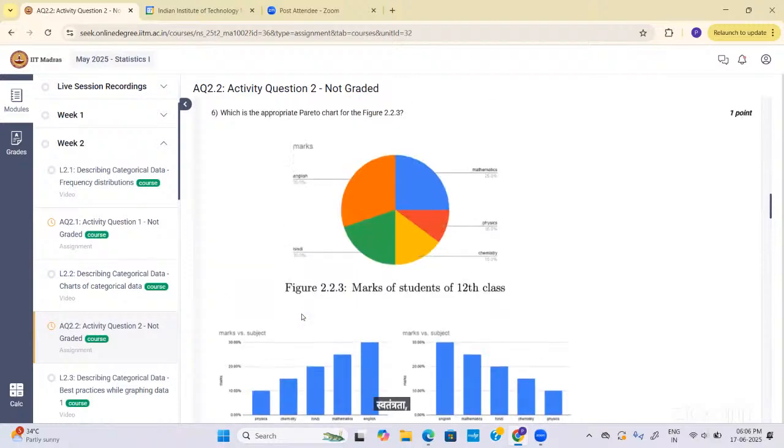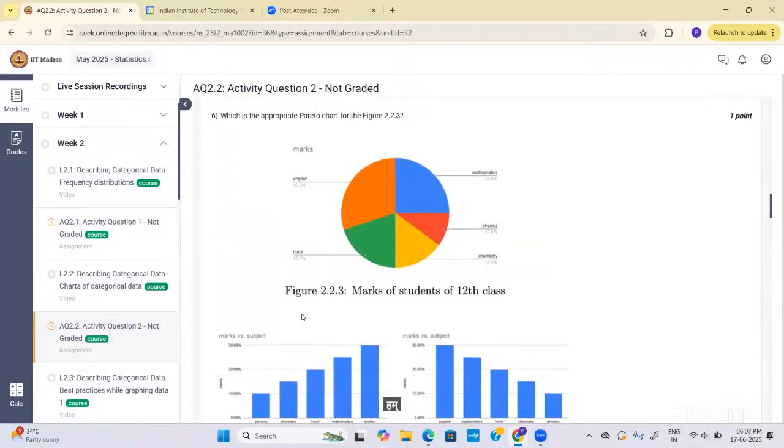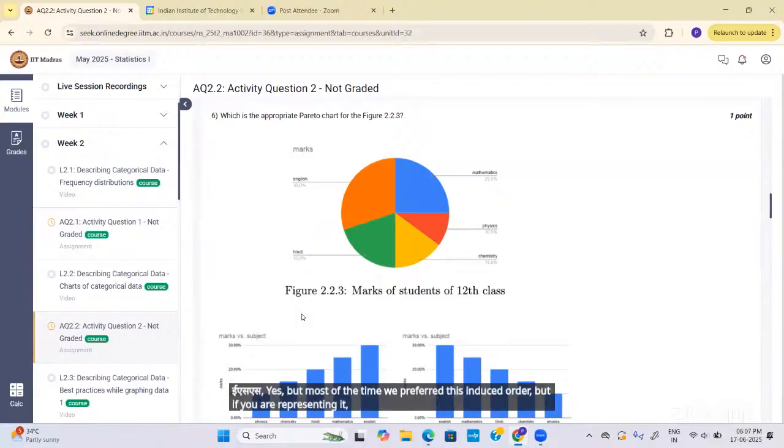So if I encounter this question in qualifiers, which one should I prefer, both or descending? You can answer both. Ma'am, it means that a Pareto chart can have both orders, ascending and descending? Yes, both are possible. But most of the time we prefer descending order. But yeah, if you are representing it in the ascending order, then also it's not a wrong representation. But don't worry, these confusing questions will not be there in your exam.